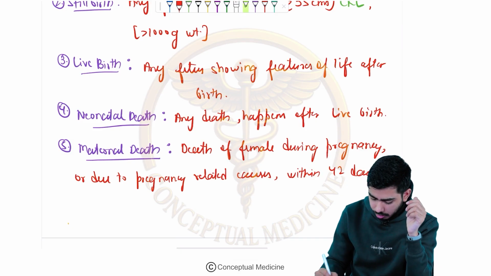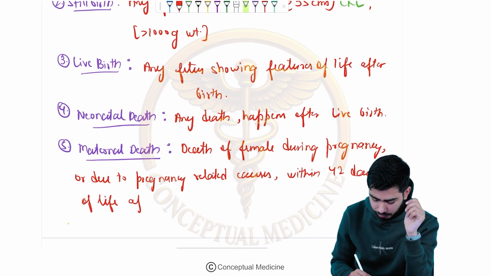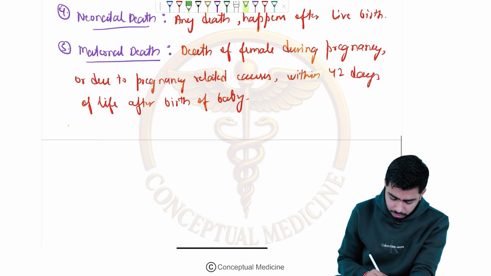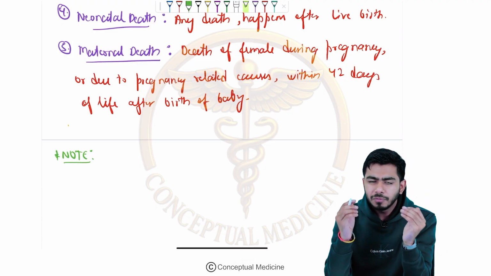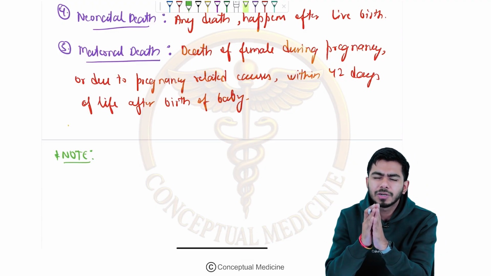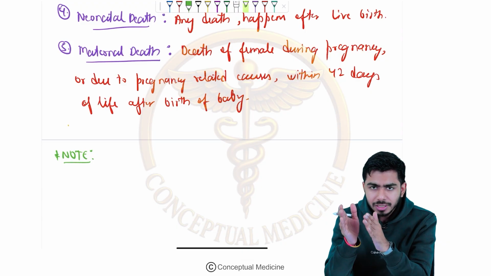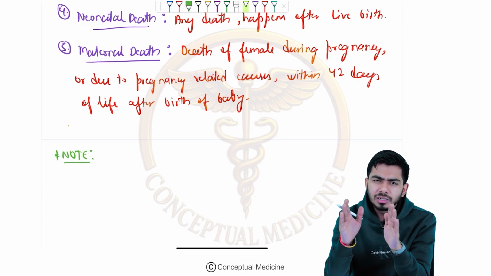Within 42 days of life, after birth of the baby, right? But please note over here that we are not considering those deaths. For example, the female is pregnant, but unfortunately she met with some kind of accident, or some kind of electric shock, or some kind of trauma. If due to that the pregnant mother expires, then in those cases we will not consider that as a maternal mortality, right?